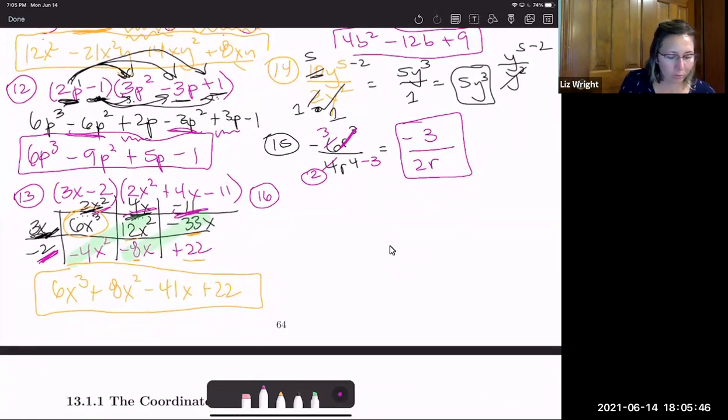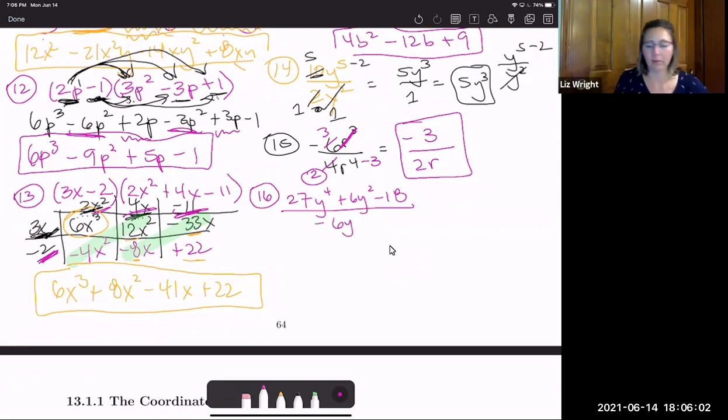So our next one, we are going to take a trinomial, which is going to be 27y to the 4th plus 6y squared minus 18. And we are dividing that by -6y. And this one, I know it looks different, but I don't want you to give up on us. What we're going to do, we're going to make it look like our other 2 examples.